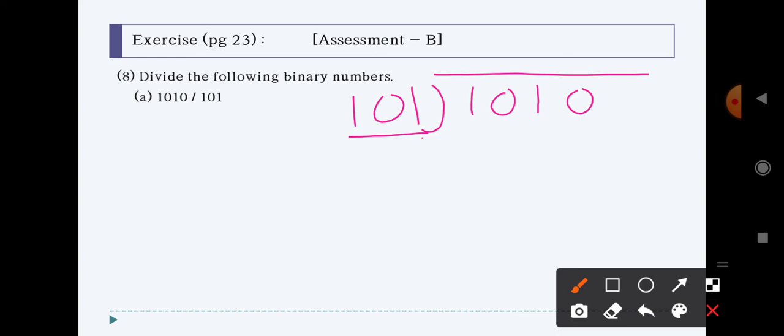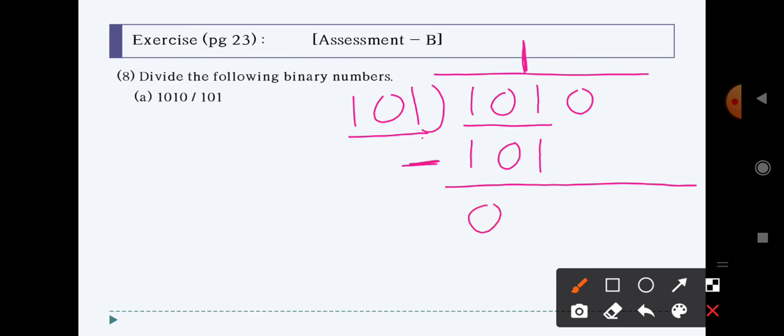Okay, so the first three digits and the first three digits are nearly the same. So what you can do is take 1 as a quotient. Multiply this number by 1 and you will get the same number, 101, over here. After that you just subtract, and you will get 3 times 0.